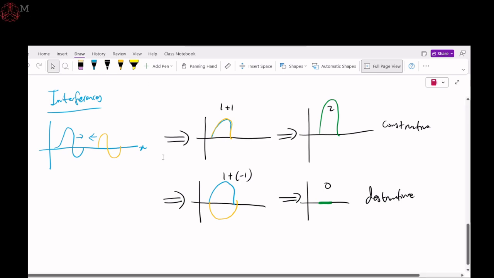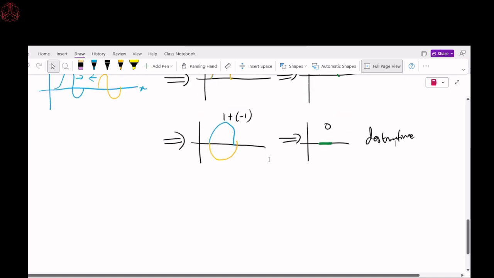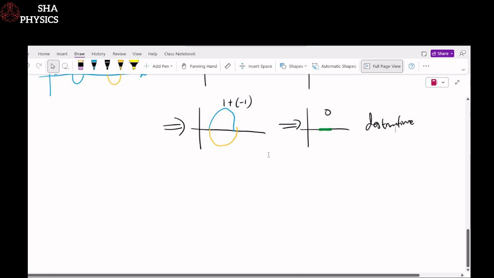Now knowing that, what we can talk about is what we call stationary waves or standing waves.